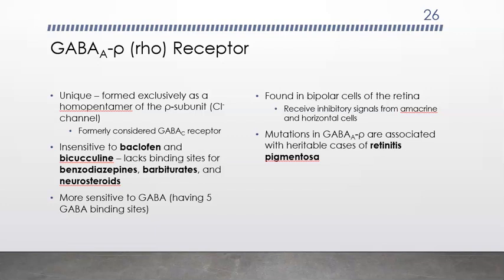Any mutation to this GABA A Rho receptor is going to be associated with different disorders in the retina then, especially heritable cases of retinitis pigmentosa.